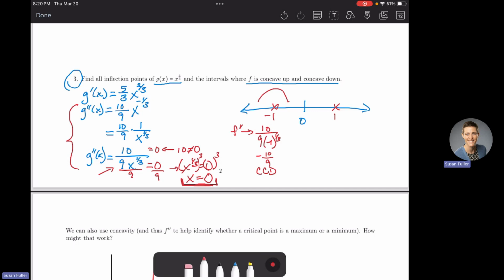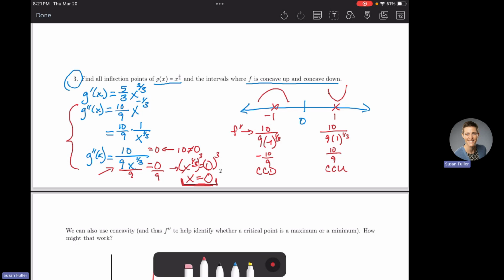Okay, so then now let's check out x equals 1. We're going to plug that into our second derivative, and I'm going to get 10/9 times 1 to the 1/3. Again, a 1/3 power is a cube root. The cube root of 1 is just 1, so this is just 10/9. And since I get a positive value out of my second derivative, that means my OG is positive and happy and smiley and concave up.